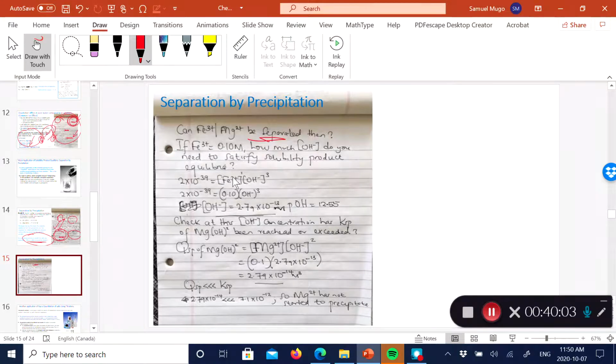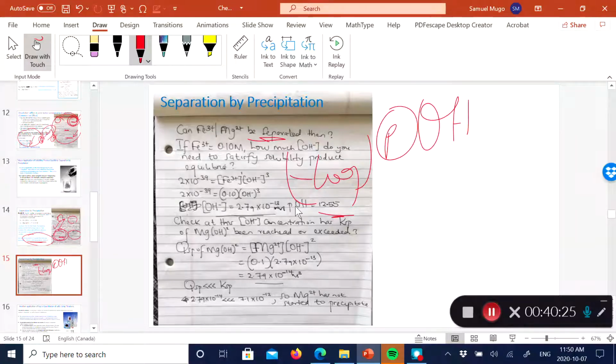So we set up the equilibrium expression. We already know the iron is 0.1 molar. So how much hydroxide do we need? And we can calculate it, and you can see that it's 3 times 10 to the power minus 13. And like I said before, sometimes it's easier to take the negative log, or what you call the small p, of OH in this case, just to make it easier to visualize. The number here is 12.55.